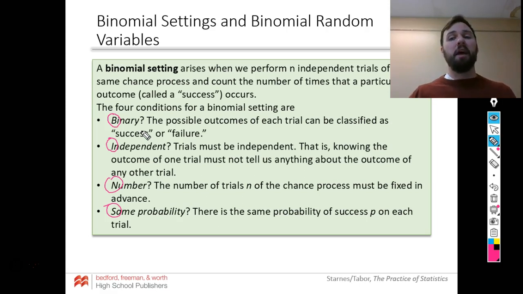Is it independent? Do the trials depend on each other? If each trial doesn't affect the others, it's independent. Is there a set number of trials? Like he's going to take 10 shots, or you're going to grab 20 students. It has to be fixed in advance. And is the probability of success the same on every trial? If I'm going to flip a coin 10 times, heads is success, tails is failure. Every flip is independent, and every time it's 50-50. That would pass.